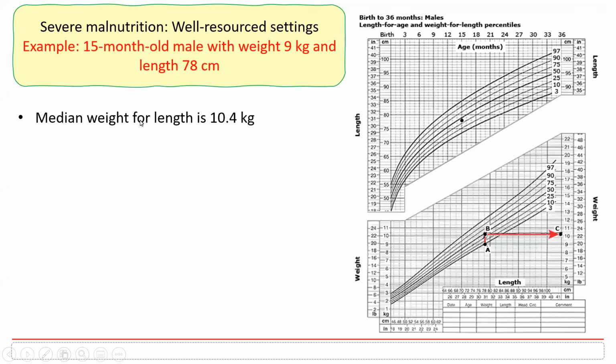Let's say we have a 15-month-old male infant who weighs 9 kilograms with a length of 78, and we want to determine what the starting kilocalories should be.